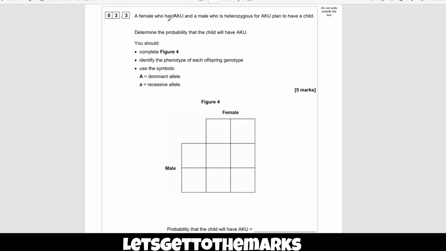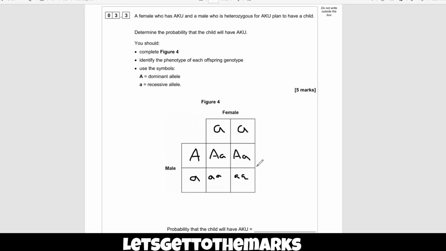So the female has AKU and the male is heterozygous. We've already worked out that it's a recessive disorder, so she's little a, little a, and the male is heterozygous, so he's big A, little a. We want to know the probability. Now I'm going to show you the quick way. You basically just pair them up like that. Big A, little a, little a, little a, little a, little a.